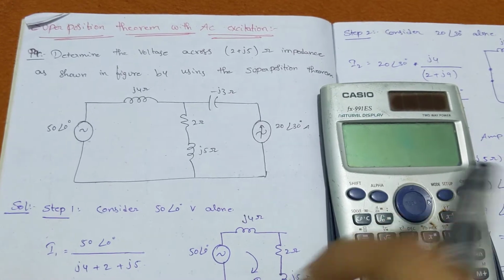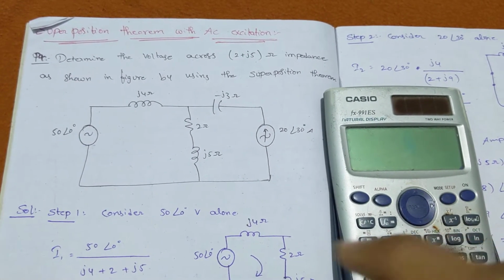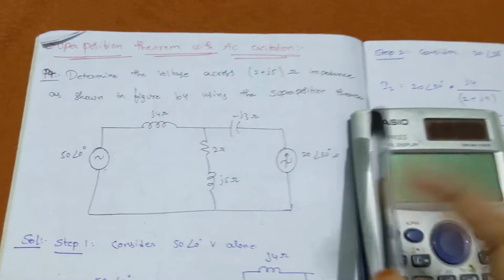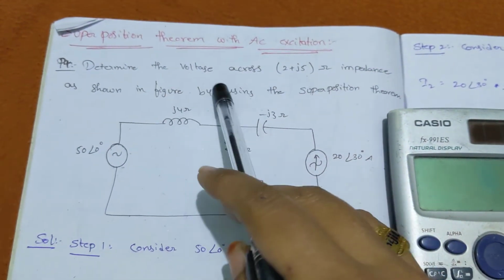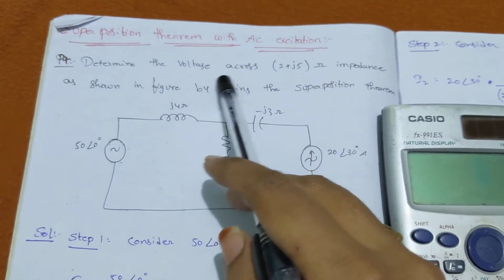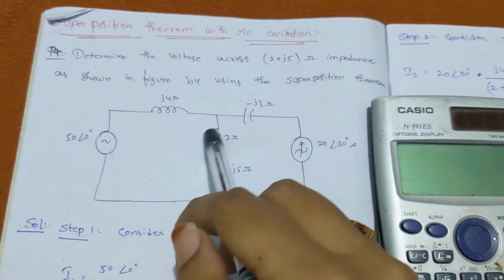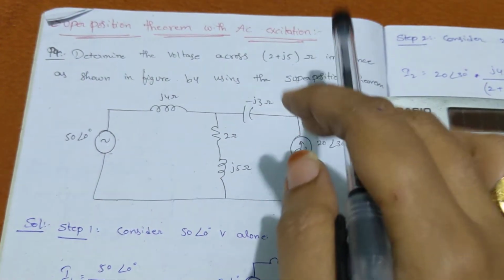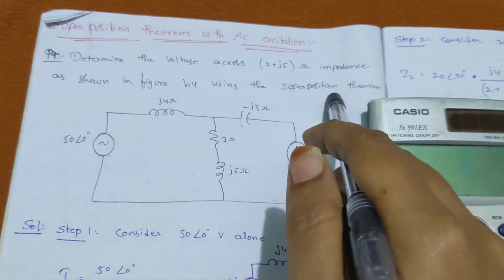The rest of the statement and the way of solving the problem are all the same as for DC excitation. So please go through this numerical. In this numerical, they ask you to find the voltage across the 2 plus J5 branch, using the superposition theorem.